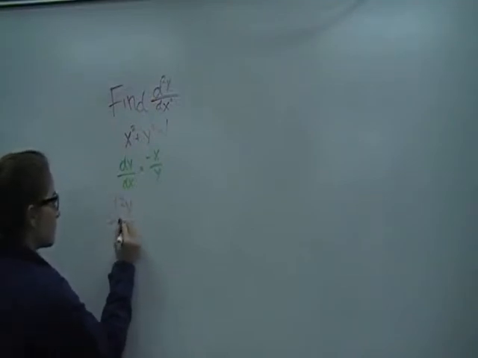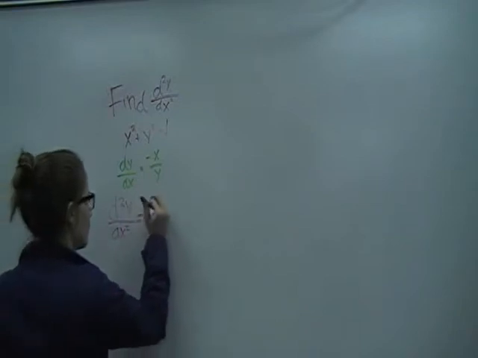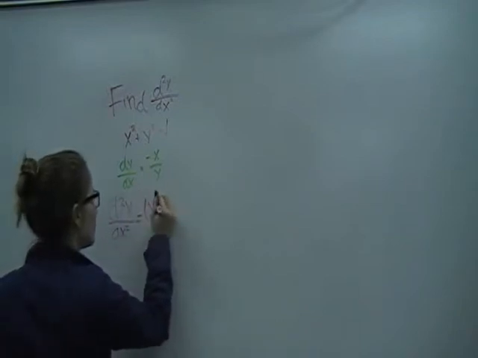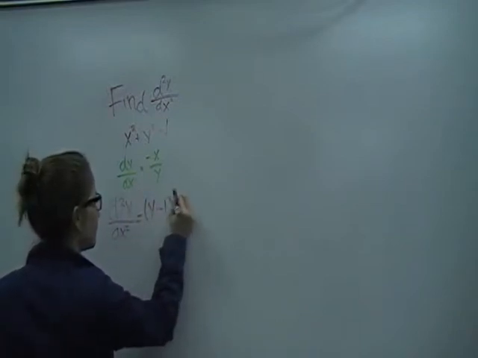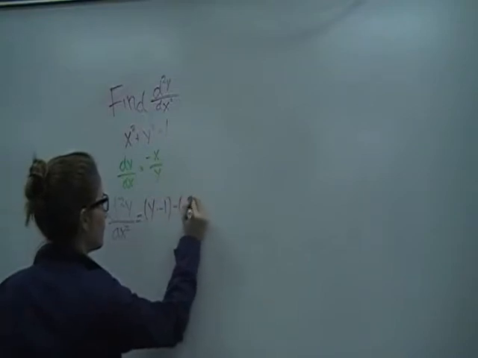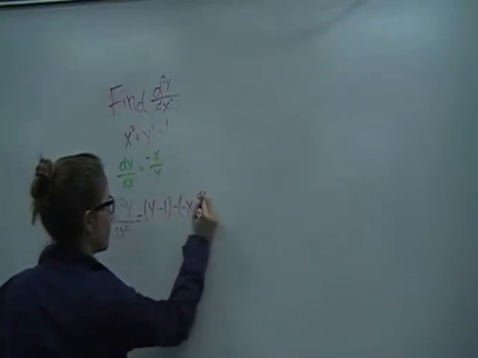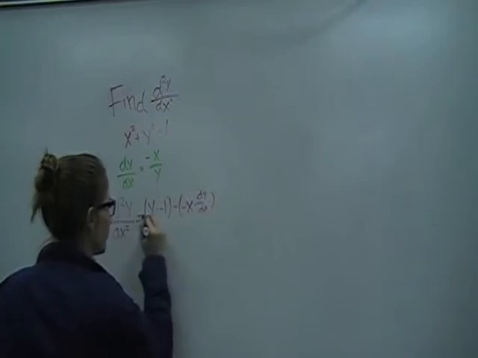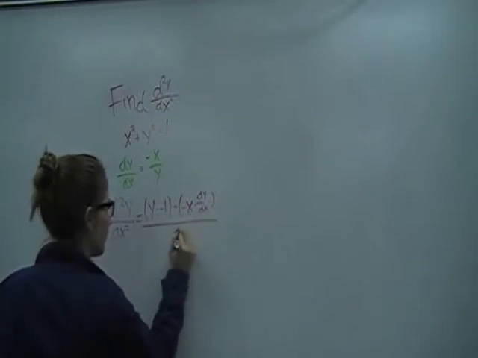In this case, you use the quotient rule. Low d high minus high d low over low squared.